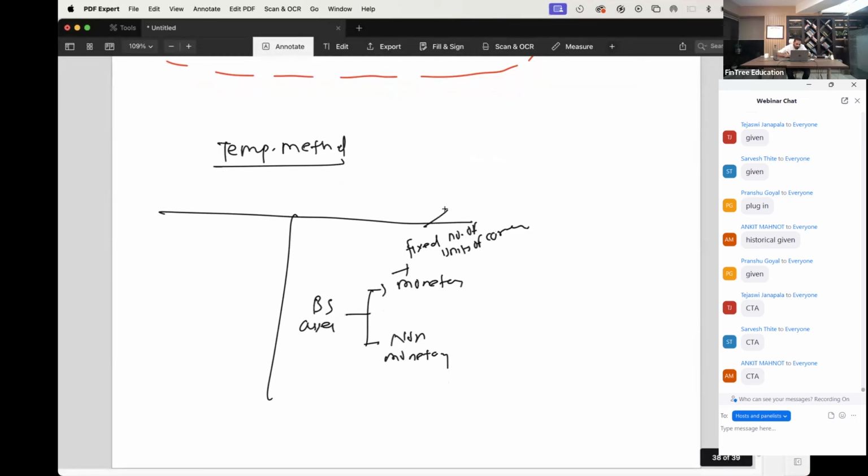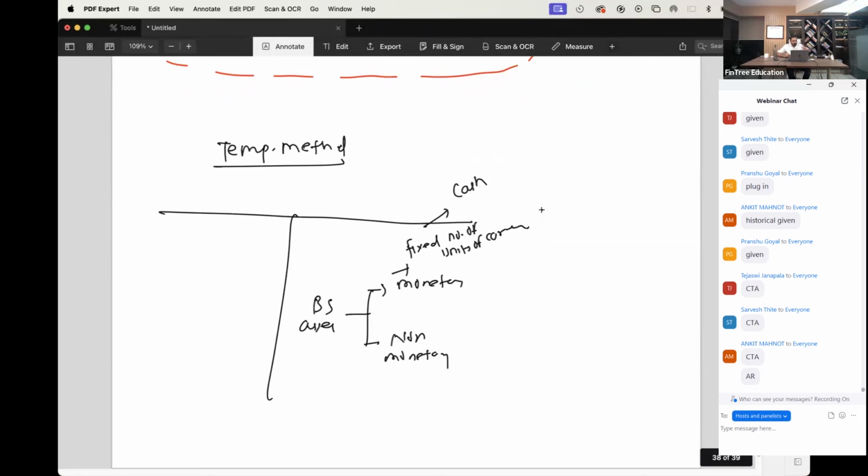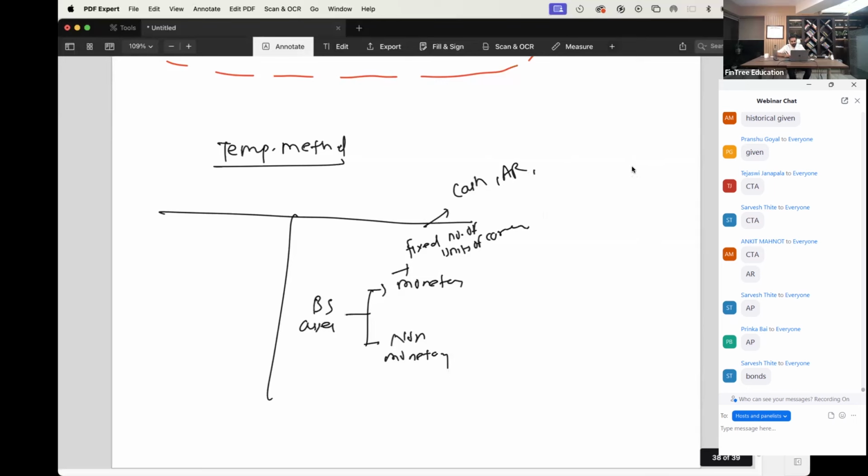What do you mean by that? Something as simple as cash. If someone owes me $100, if I have $100, I will get $100. Accounts receivable, monetary asset. Any other asset you can think of which is monetary? Something which is fixed, right? Bond investment, monetary asset. Okay, so fixed in terms of number of units.